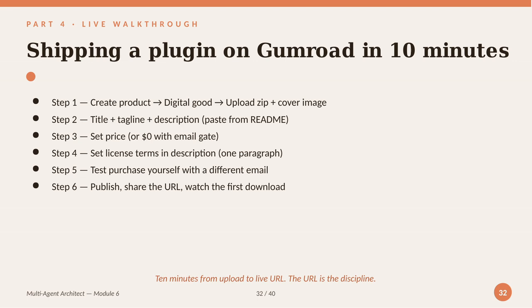Step 6. Publish. Share the URL. Watch the first download arrive. 10 minutes from upload to live URL. The URL is the discipline. Until the listing is public, it isn't shipped. You're still fiddling.